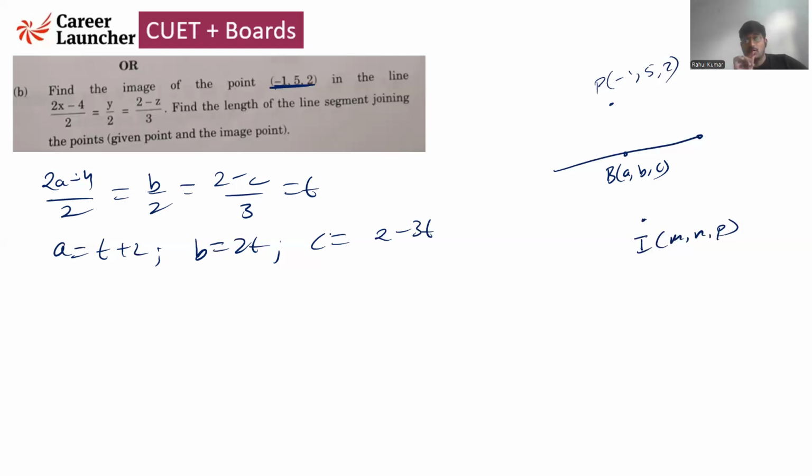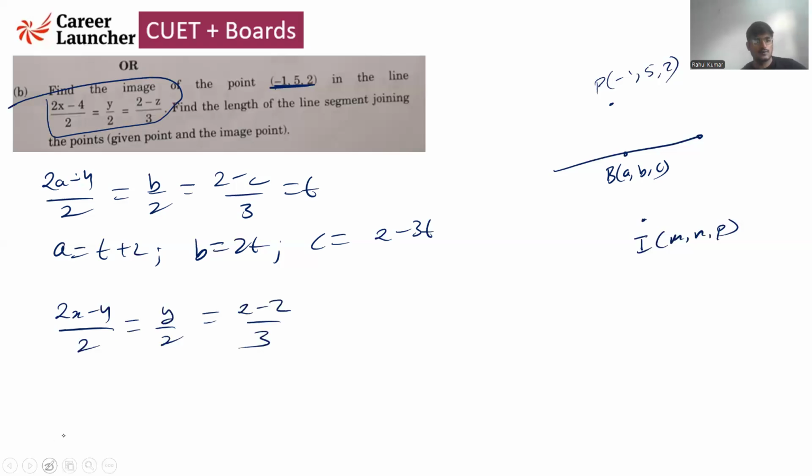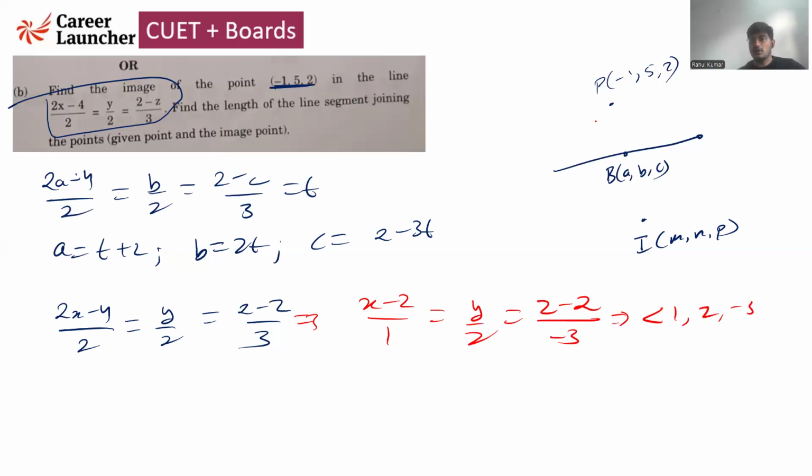Now this line, you can write in the standard form also, so that you can have the direction ratio. So (x−2)/1 = y/2 = (2−z)/3. So the standard form of this line will be (x−2)/1 = y/2 = (z−2)/(−3), with direction ratios 1, 2, and −3.